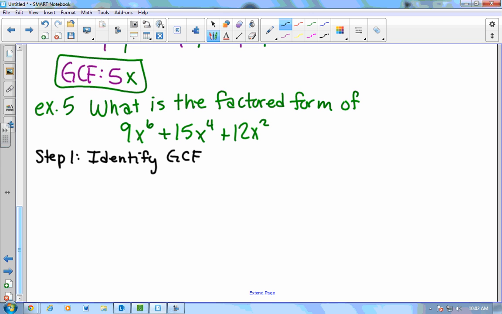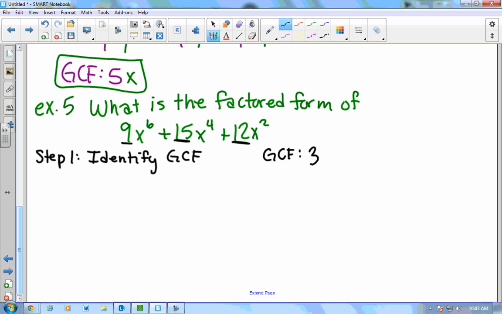Okay, so again we look at the coefficients first. 9, 15, and 12. We know the smallest one is 9, so this number can't be any larger than 9. What's the greatest common factor that divides into 9, 15, and 12? 3. Does 9 divide into 15? No. So sometimes you can use that small number like we did in the lesson, but not all the time. It is 3. 3 divides into 9 evenly, 3 divides into 15 evenly, 3 divides into 12 evenly. So for us, the greatest common factor is 3.